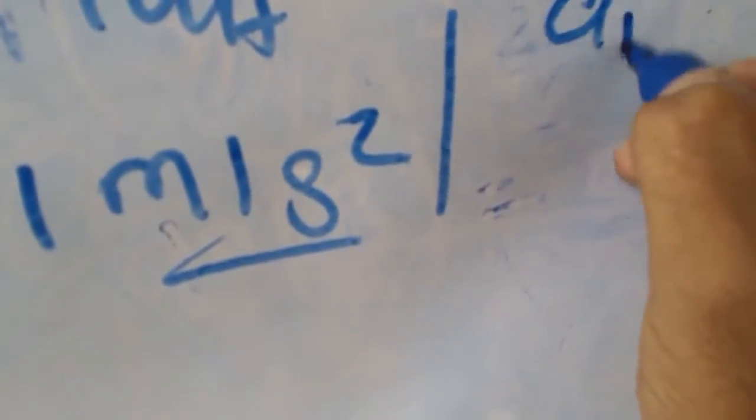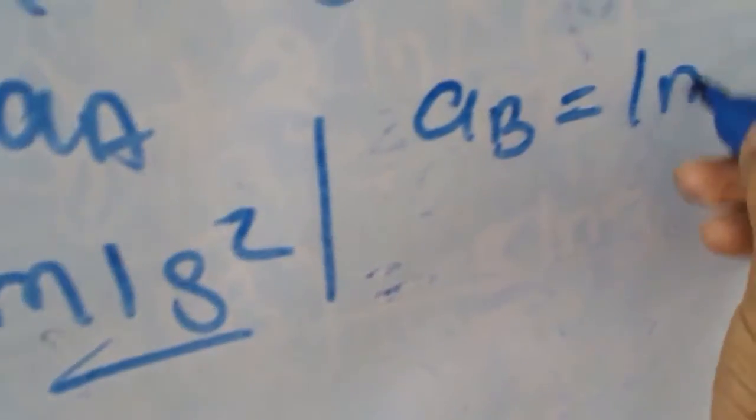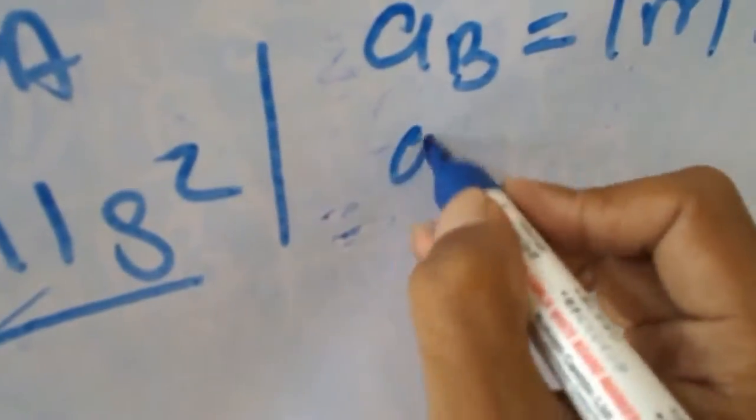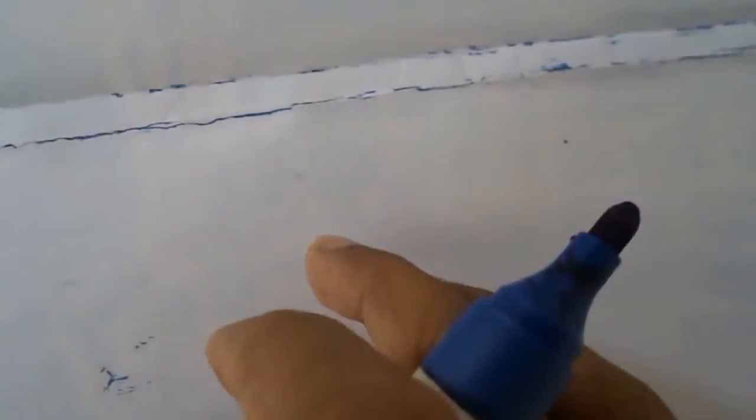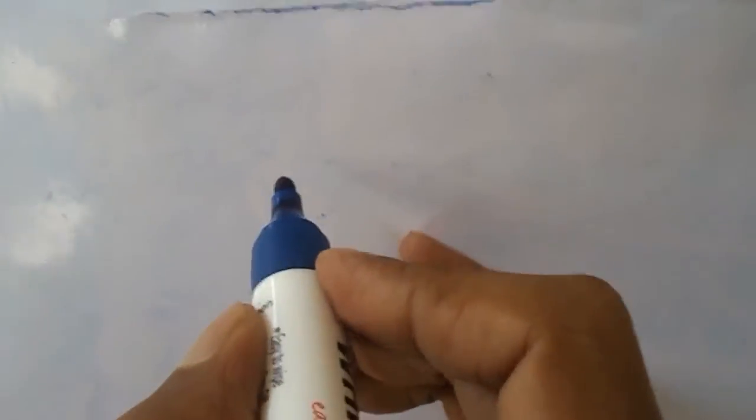And acceleration of B is equal to 1 meter per second square, and acceleration of C is equal to 1 meter per second square. Okay guys, so we have found the acceleration. Now we are going to find the normal reactions, etc.